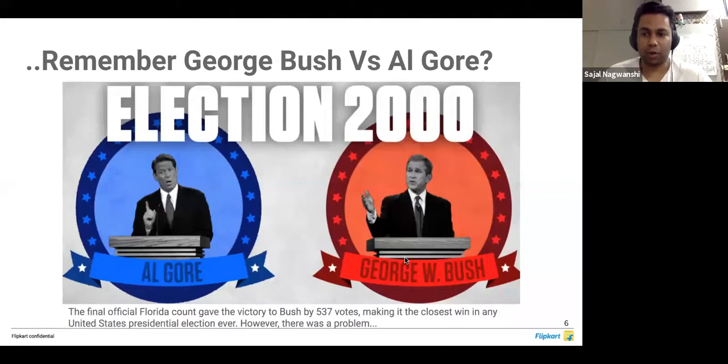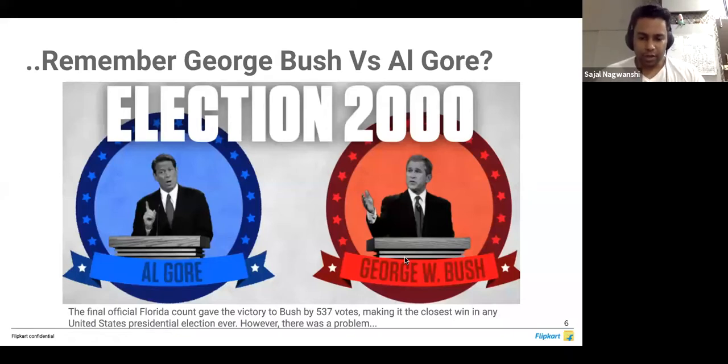That's about 0.009% of margin. That's probably the closest margin that's ever been in US presidential election. And to add some more interesting facts, Al Gore actually won the popular votes, and that's about 5.43 lakhs. So Al Gore in total got 5.43 lakh more votes than George Bush totally. However, George Bush won because he won the electoral college by 271 compared to 261 or 267 by Al Gore.